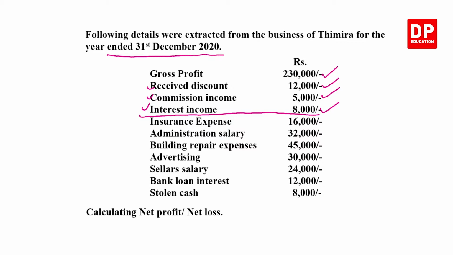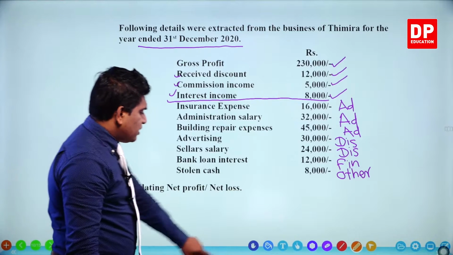Insurance expense, where? Administration. Administration salary also administration. What else? Building repair expense, administration, right? Advertising, where? Distributing expense. Seller's salary, where? Distributing expense. Bank loan interest, financial expense, right? Stolen cash, other expense. Now it's very easy to do the question, right? Now we'll see how to do it.